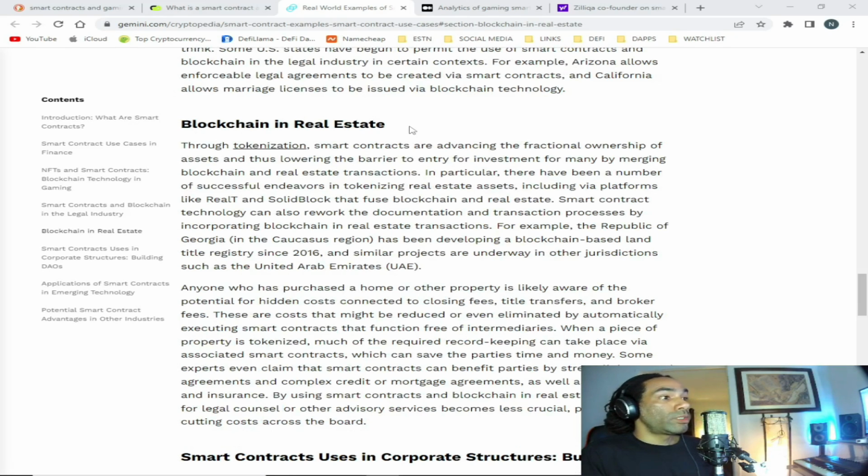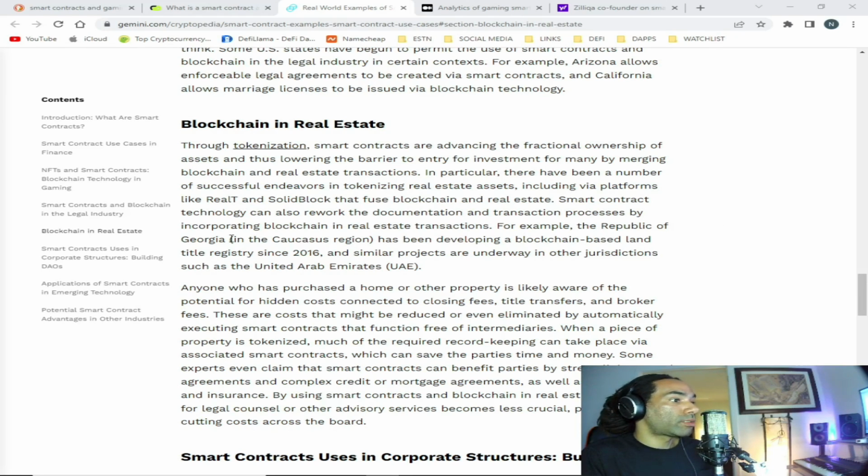So, blockchain in real estate. Through tokenization, smart contracts are advancing the fractional ownership of assets and thus lowering the barrier to entry for investments for many by merging blockchain and real estate transactions. In particular, there have been a number of successful endeavors in tokenizing real estate assets, including via platforms like Realty and Solid Block that fuse blockchain and real estate. Smart contract technology can also rework the documentation and transaction processes by incorporating blockchain in real estate transactions.